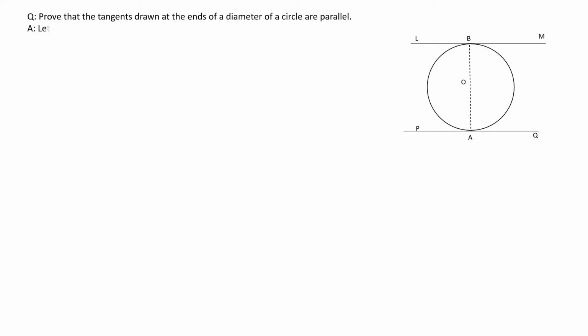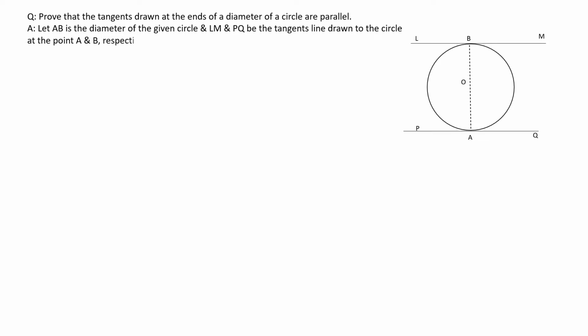Prove that the tangents drawn at the ends of a diameter of a circle are parallel. So let AB be the diameter of the given circle, and LM and PQ are the tangents drawn to the circle at the points A and B respectively. We need to prove LM is parallel to PQ.